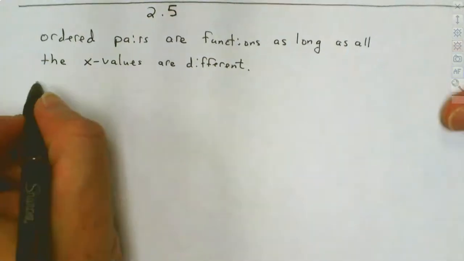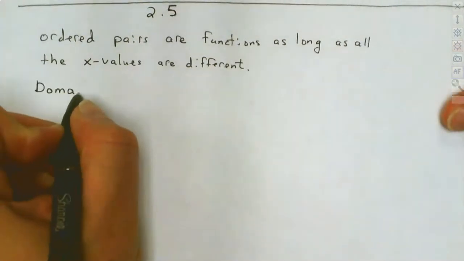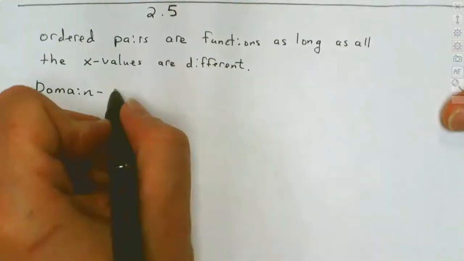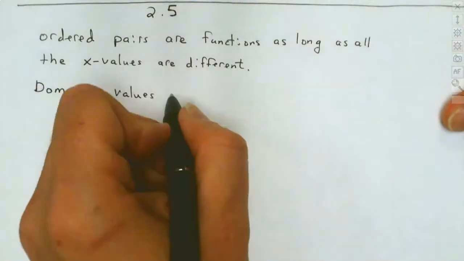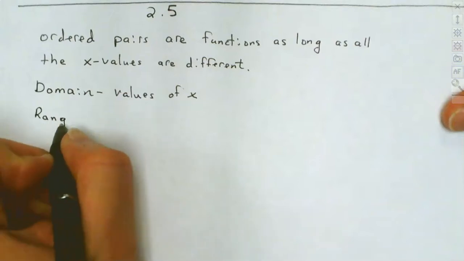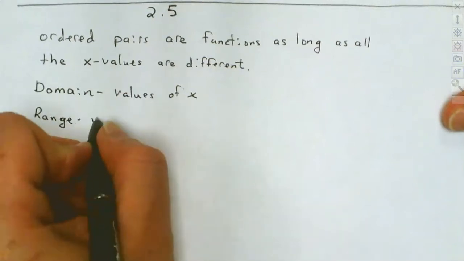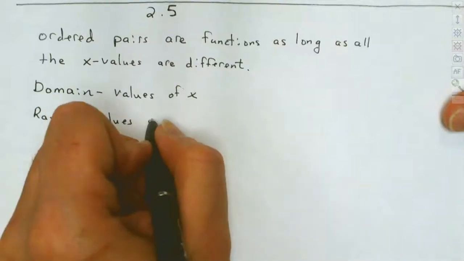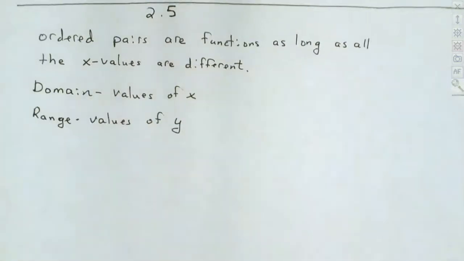The domain is the values of x. The range is the values of y. So the domain is the values of x. Range is the values of y. And we're going to start with ordered pairs, then we'll move to graphs, and then we'll move to equations after that.